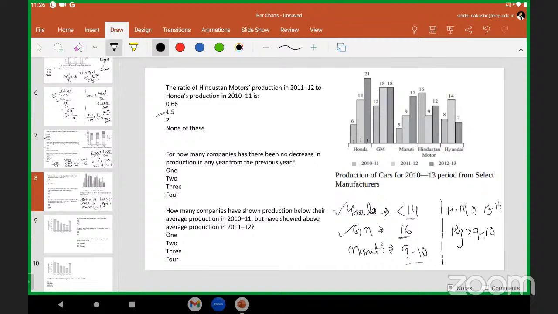Okay, so Maruti, for Maruti, it is somewhere between 9 to 10, right? So in the first year, that is first bar follows 2000, 2010 to 2011, it is 5. So that means it is below its average, and in the next it is 9. So the average is above 9 and below 10. So that means this doesn't follow because it has to be greater than its average.